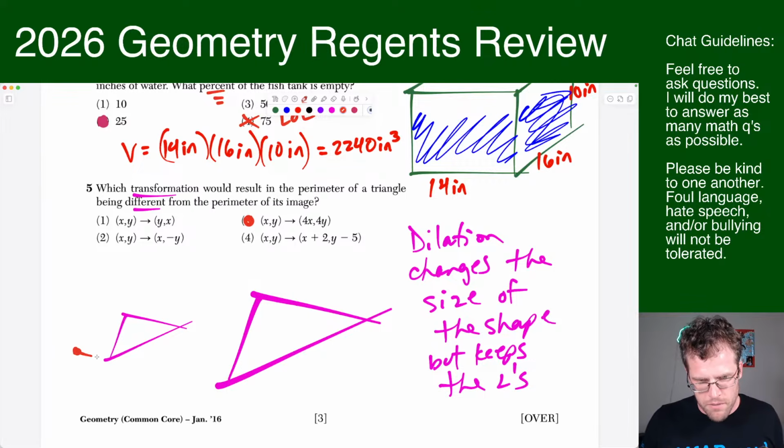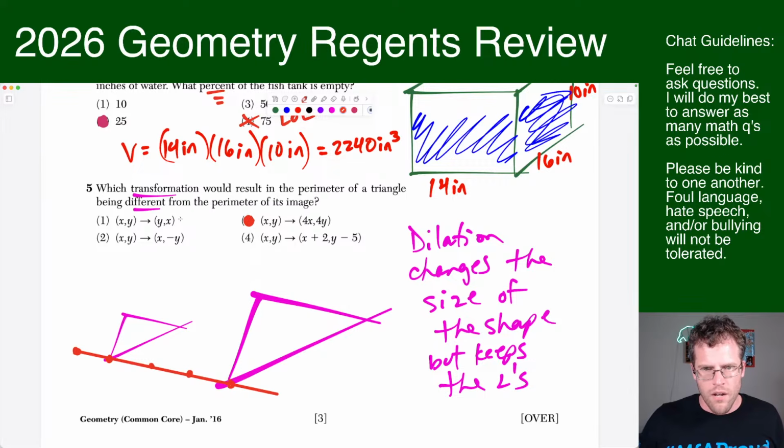But let's see. If I make this point here, dilation, I'm taking the distance from here to here, and let's see, 1, 2, 3, 4. Yeah, quadrupling it. So if I do that all across, it's going to make this cool shape over here. All right, so that's the idea. It would be this one.